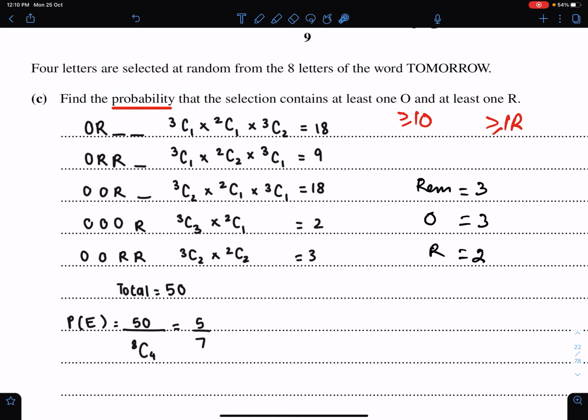I hope this lecture will help you to understand the concepts of the use of combinations for the selections of probability, for the selections of identical objects in probability.